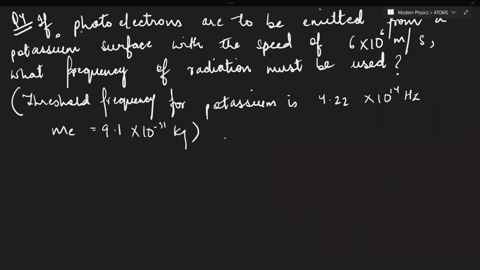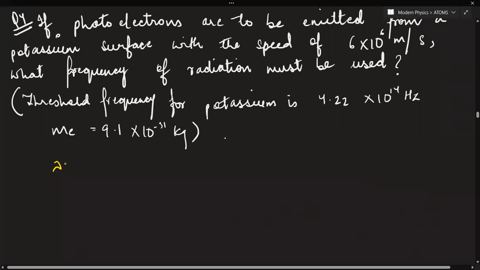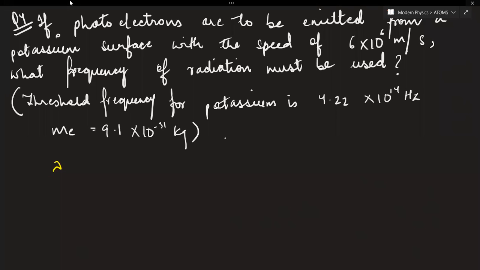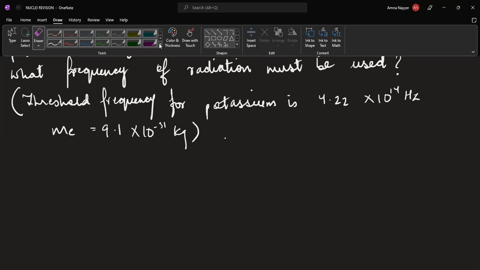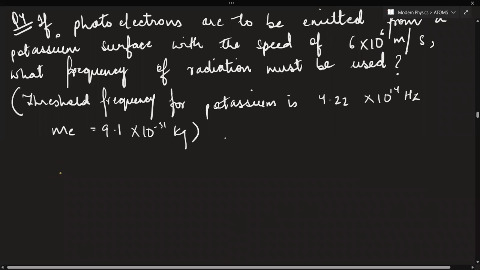See, what is given? Frequency is not given. The speed is given to you as 6 into 10 to the power 6 meter per second. See, this is the speed given to you.